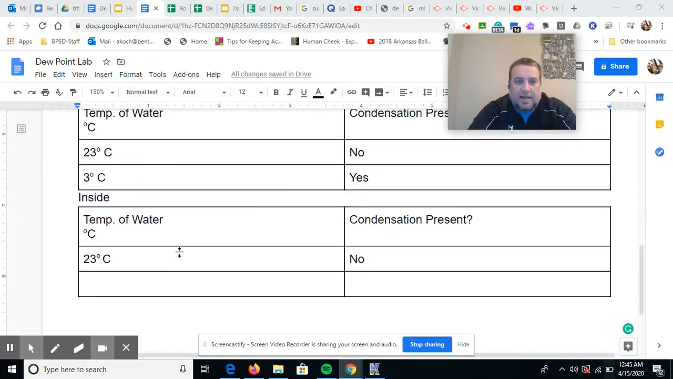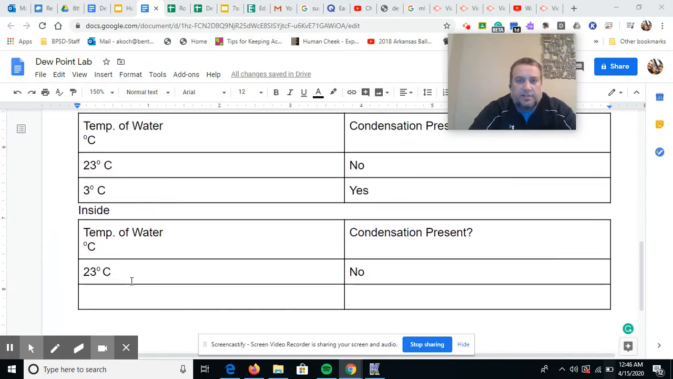And then on the inside, we started at 23 degrees Celsius because we had room temperature water, and that was room temperature inside the house, by the way. Then we saw condensation at 14 degrees Celsius. Let's see, for Celsius, and then put yes. This was our data from our experiment, as we saw that the dew point was significantly higher inside and lower outside. So, some things to think about.